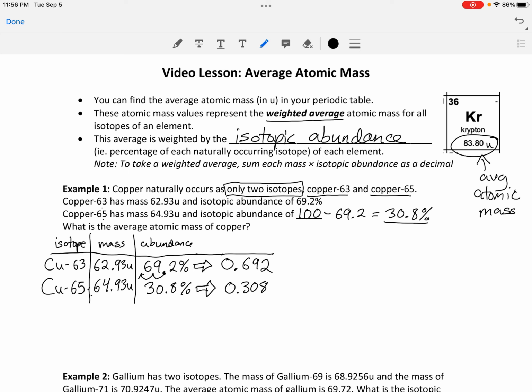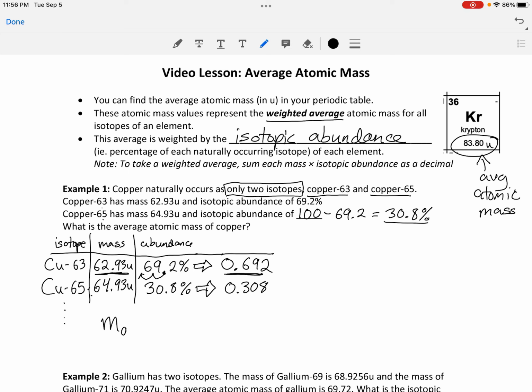Now, some elements have more than 2 isotopes, right? And in that case, you just keep going here. You could just keep writing them down. Maybe there'd be a copper 66, and you'd write down its mass and its abundance if there was more. In this case, there's not, right? But if there was, you just keep going. Then to do a weighted average, all you have to do is multiply the masses by the abundances as a decimal. So the formula here is really straightforward.